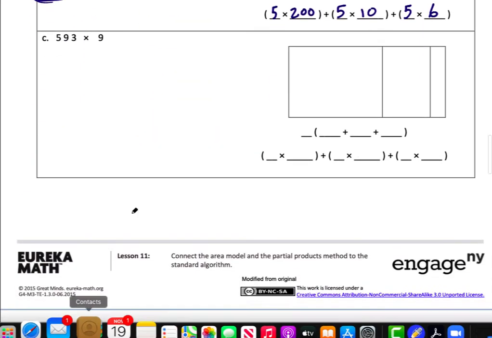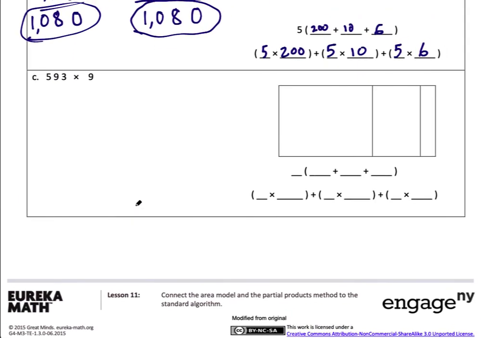All right, last one. You guys get the hang of this? So 593, that would be 500 plus 90 plus 3 times 9. So we have 9 on the outside. Remember, they've already done this for you, but you can do it. 9, and that's going to be times. Anytime a number is outside parentheses like that, you have to multiply the 9 to every number inside parentheses.